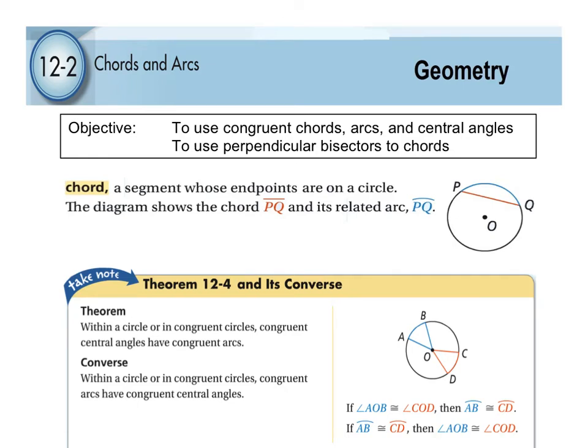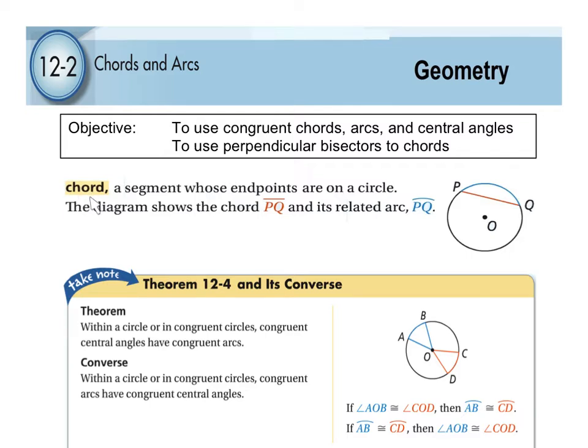All right, this is the intersection of section 12.2, part 1, where we're talking about chords and arcs. And we've talked about central angles already. We're going to also talk about those as well here. Okay, so let's go ahead and get started.